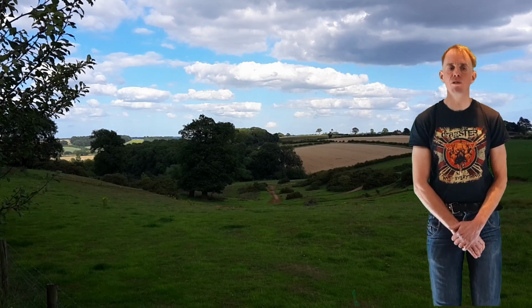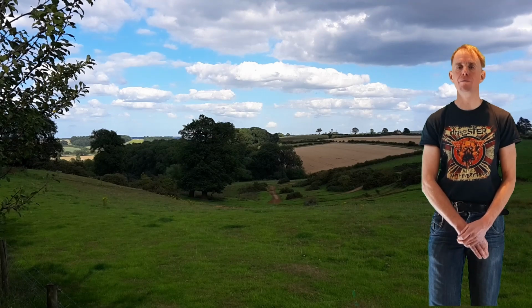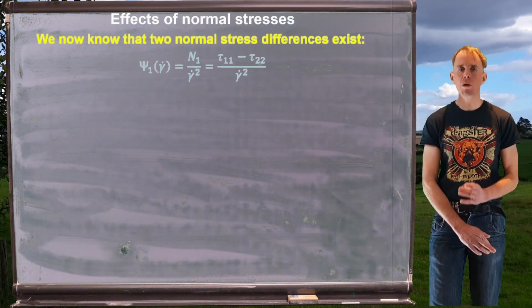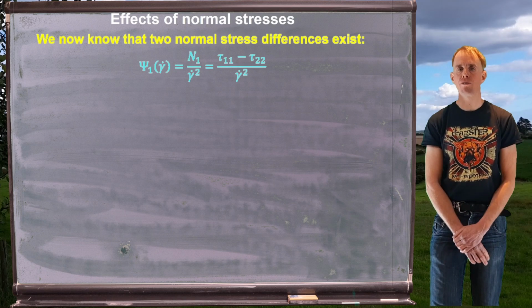Whilst we can gain an intuitive understanding of both of these effects from consideration of the first normal stress difference, we will see that actually life is a little bit more complicated and that the second normal stress difference is involved as well. However, a useful mental model can be gained by thinking of them in terms of the first normal stress difference, and that leads to an intuitive understanding. So we're going to explore and develop that, whilst also mentioning the fact that the second normal stress difference is important. So now we know that two normal stress differences exist.